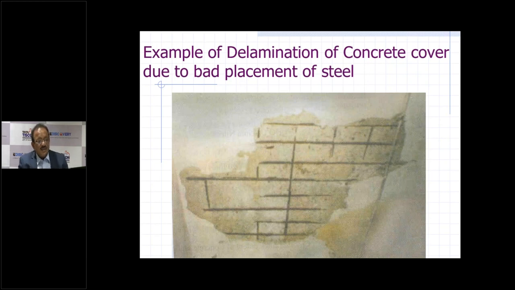You can see in this slide, this is a very good example of delamination of concrete due to bad placement of steel, number one. Number two, the cover blocks were not perhaps provided properly. The cover was not provided as per the drawing. You can see here, there is hardly any cover provided to the steel. Steel is directly exposed, it is corroded, and it has thrown away even the plaster that has been put on the slab.